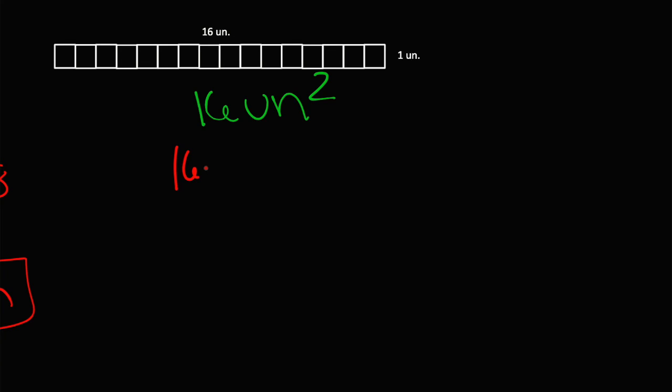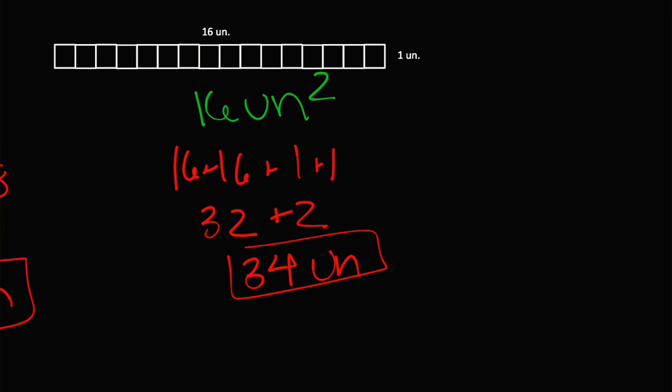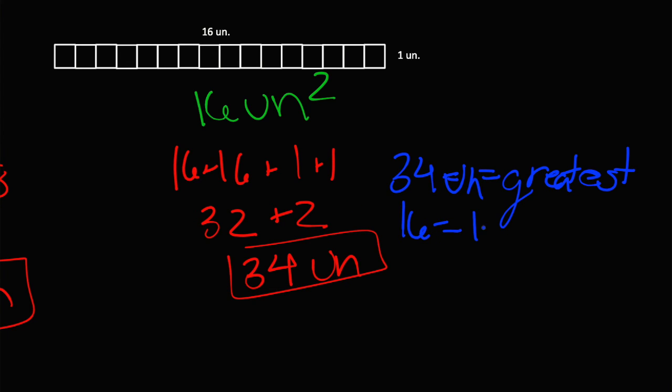We're going to do 16 plus 16 and 1 plus 1. 16 plus 16 is 32, and 1 plus 1 is 2. 32 plus 2 is equal to 34. So immediately, we can see that our greatest is going to be 34 units. And we can see our least is going to be 16 units too. So the lowest perimeter will be 16. So let's move on to our final problem.